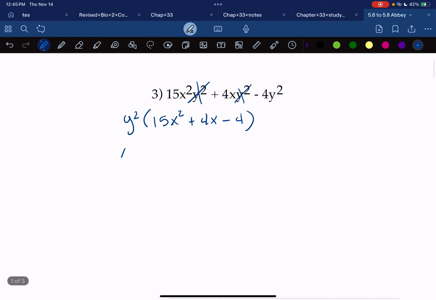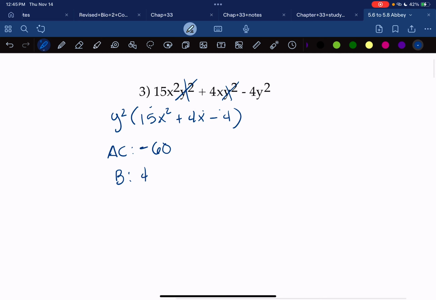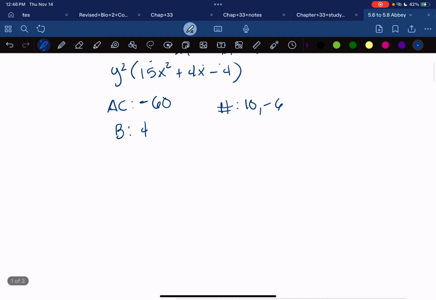Now we can do A, C, and B. A times C is going to give us negative 60 because it's 15 times negative 4. And then our B is just a 4, and we have to find two numbers that can multiply to be negative 60 and add up to be positive 4. And our numbers are 10 and negative 6 because 10 minus 6 is 4, and 10 times negative 6 is negative 60.